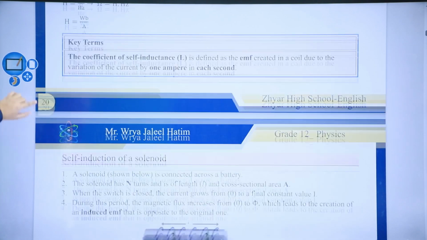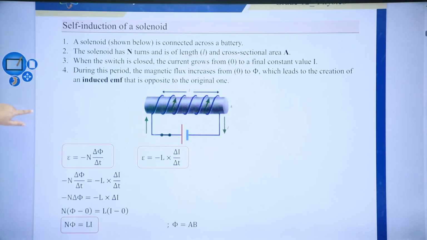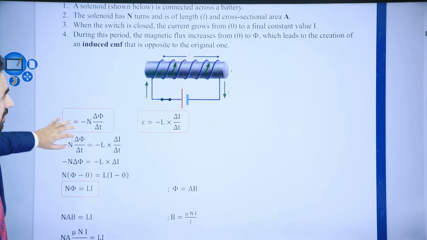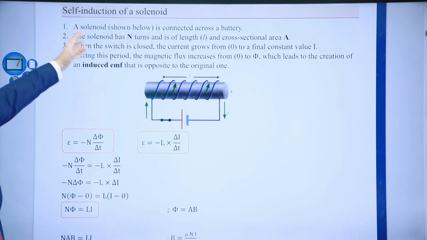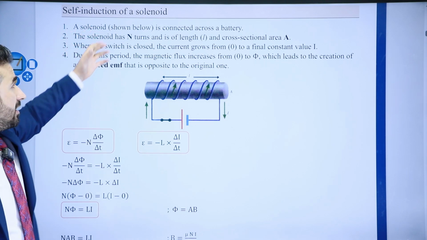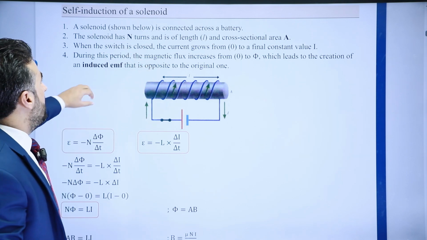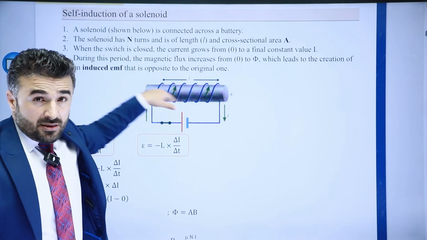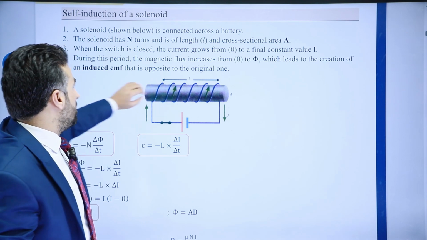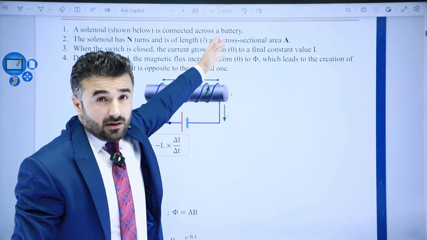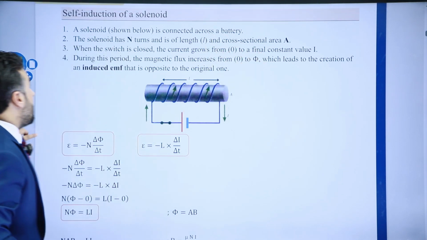Okay, remember, that was for a coil, yeah? What if it is a solenoid? That is also interesting. Remember this, if we have a solenoid connected across a battery, the solenoid has a number of turns, and of course it has a length and a cross-sectional area. The length is going to be L, the cross-sectional area is going to be A.